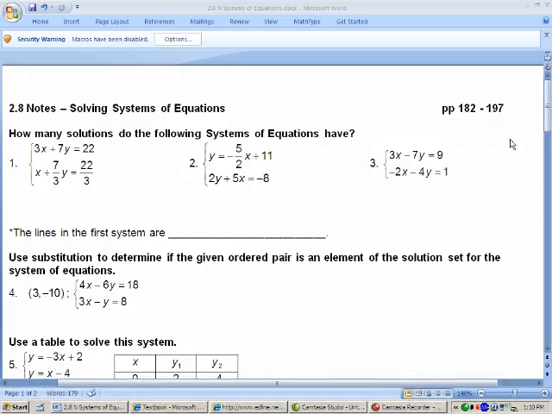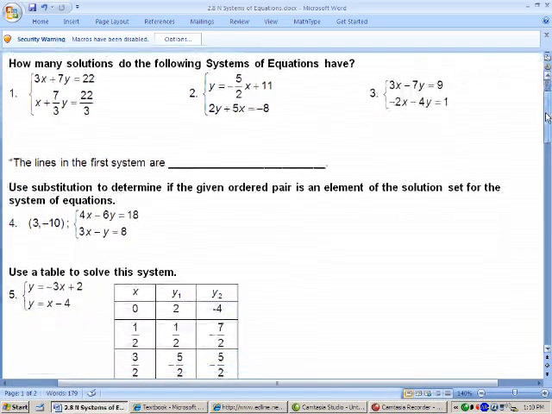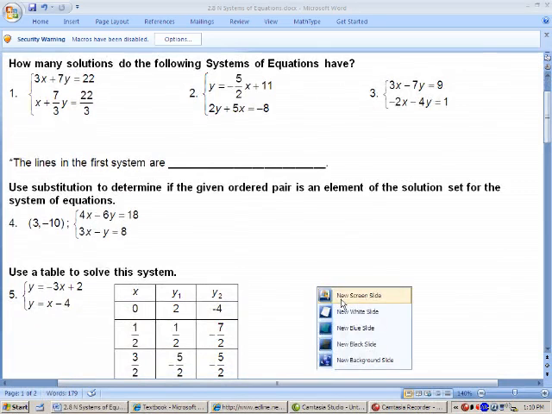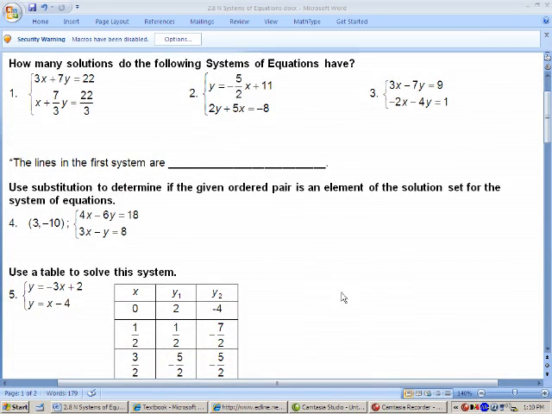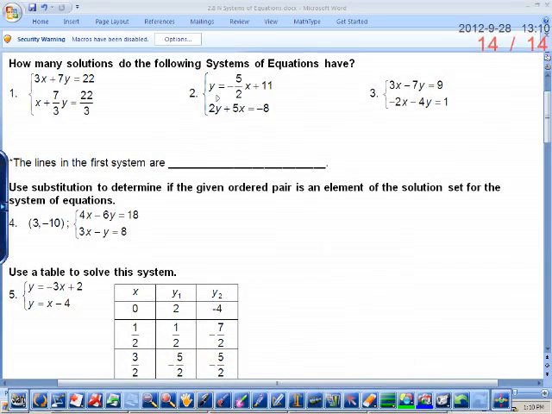All right, so I want to determine how many solutions each of the following systems has. Now, you do have a lot of room to write on almost all the problems except for these first few, so just be wary as you start writing. You might want to write a little small on these first ones. So look at number 1.